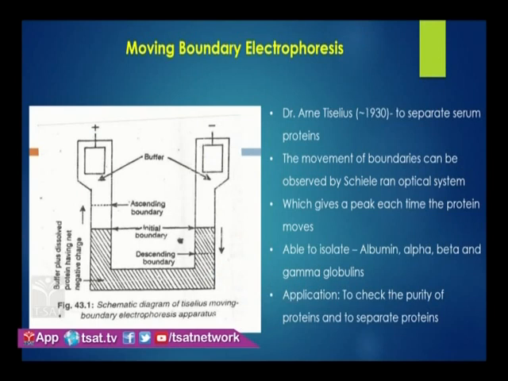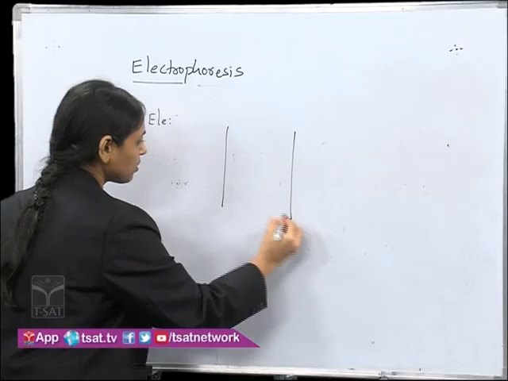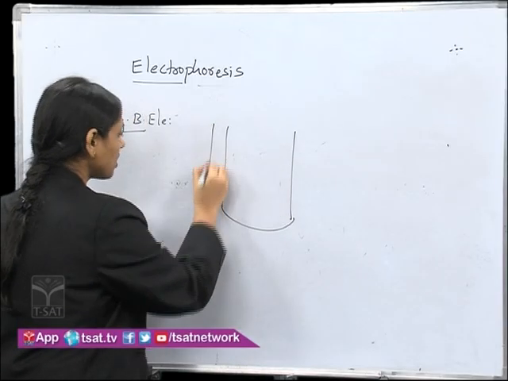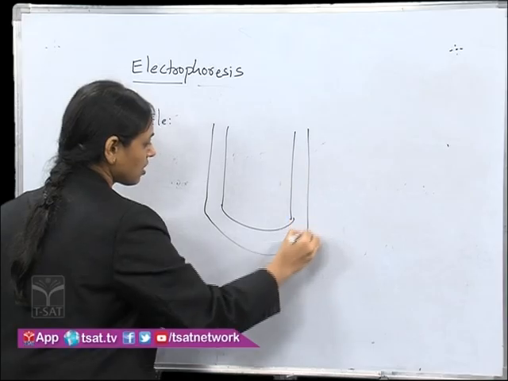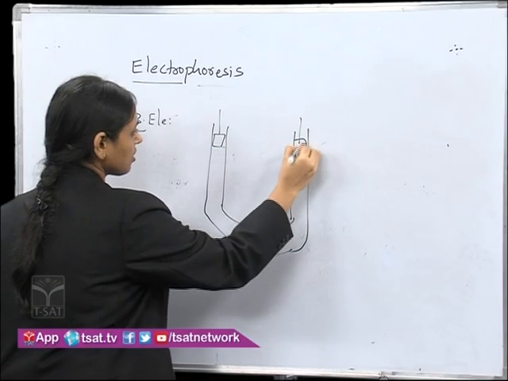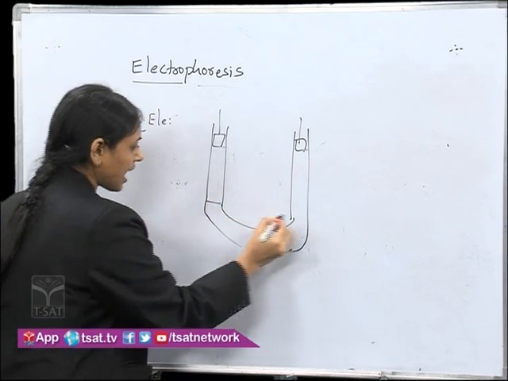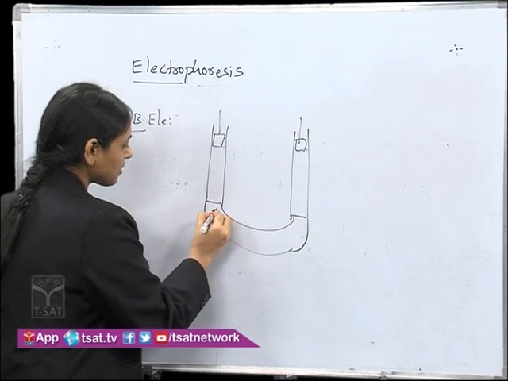Moving boundary electrophoresis. This technique was used by Tiselius to separate the serum proteins from horse blood. For this, he constructed a U-shaped tube made of glass, and at each limb he added electrodes. To the middle of the tube he added protein plus buffer solution.